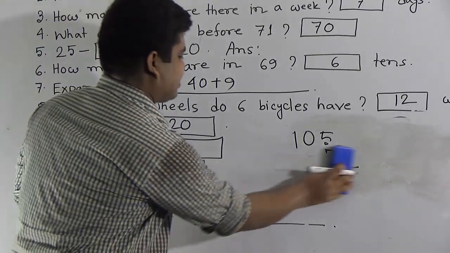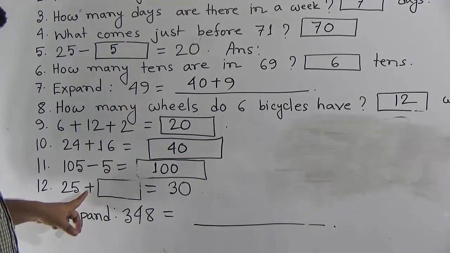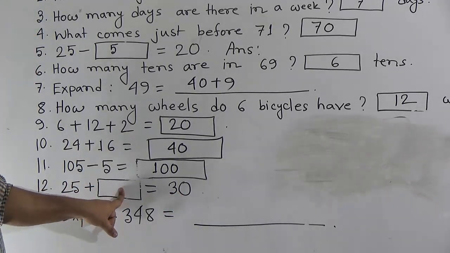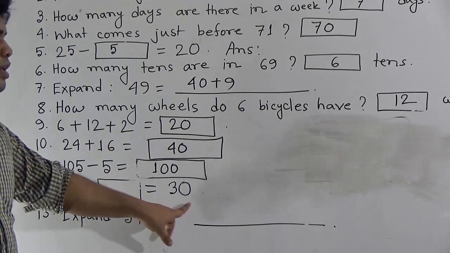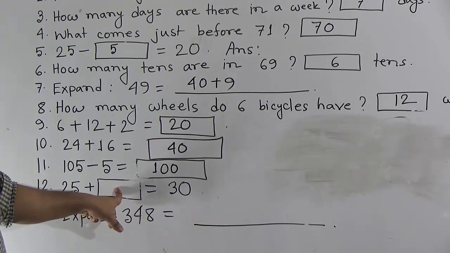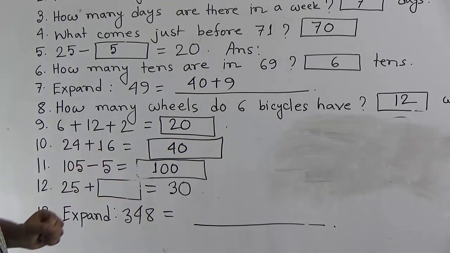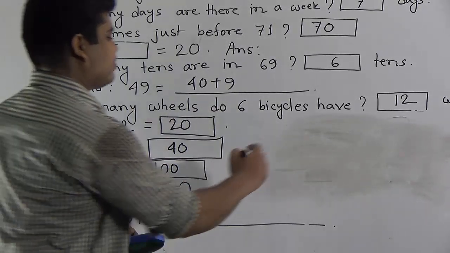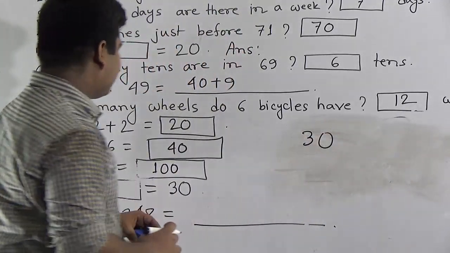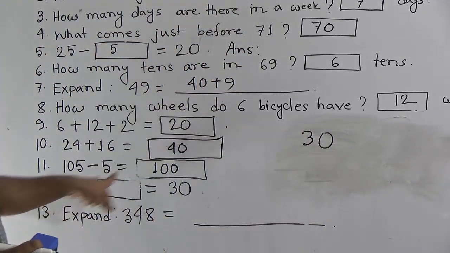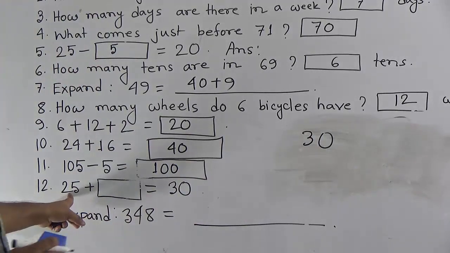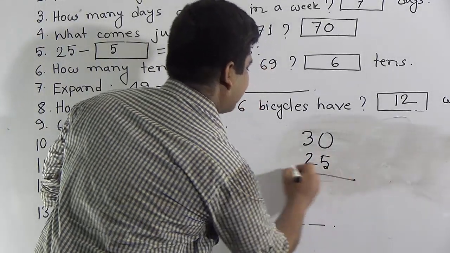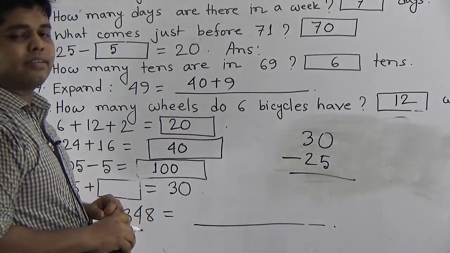Our next question is 25 plus gap equal to 30. That means a number is added with 25 and we get 30. Which number is added? We need to find out that number. In order to solve such type of math, at first we write the answer, that means 30. Then the given number is written under this answer, that means the given number is 25. So we write 25 under 30. Now we subtract and we get the answer.